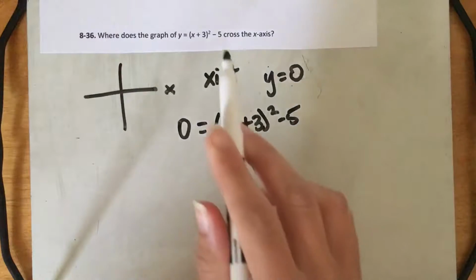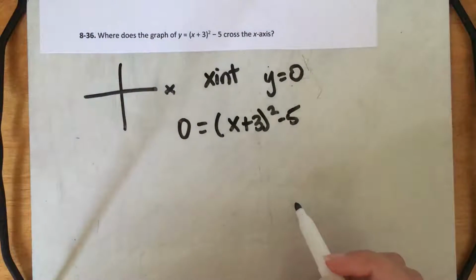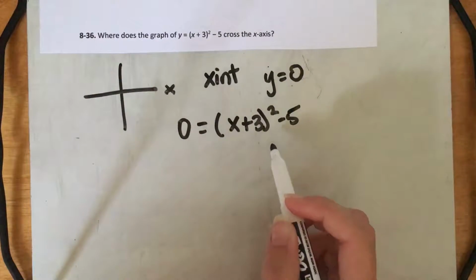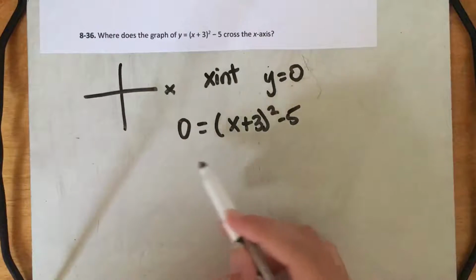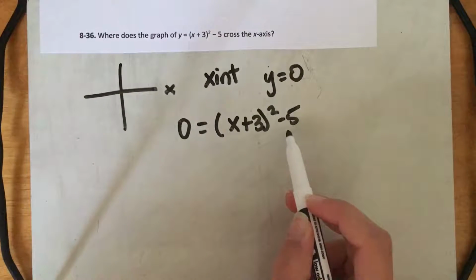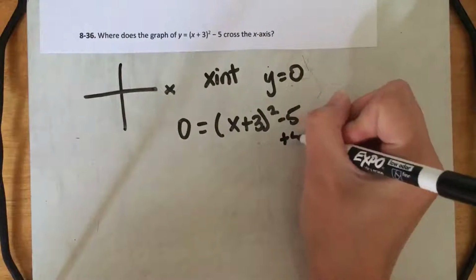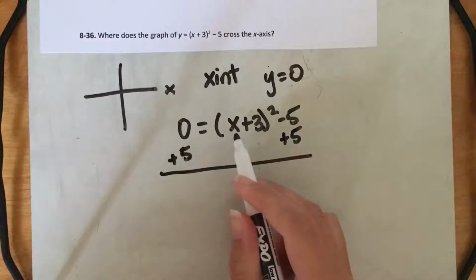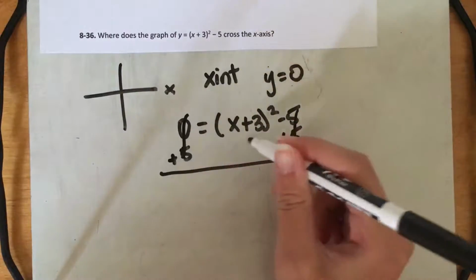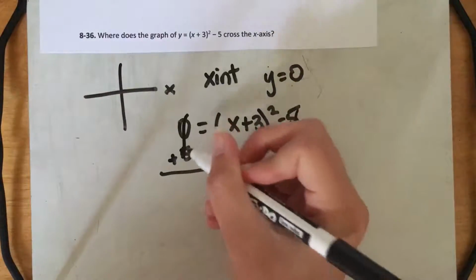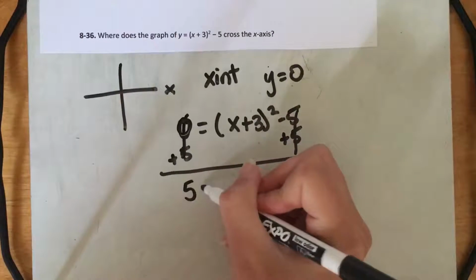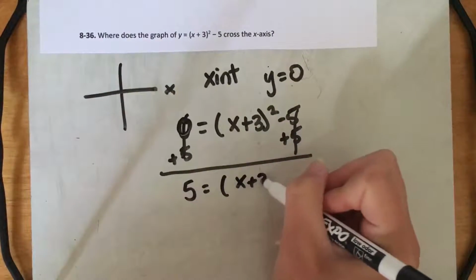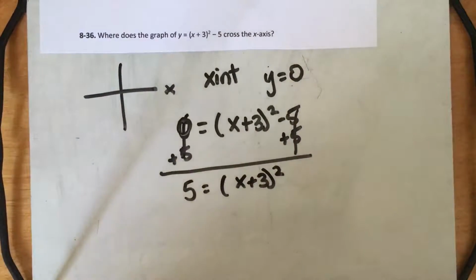Okay, now this is a parabola, so there's probably going to be 2. So we need to solve this and kind of do the opposite of PEMDAS. So first thing I'm going to do is to get rid of this minus 5. So I'm going to add 5 to both sides. I'm trying to solve for x here, so I'm going to get this x alone. So this cancels out. So I get, sorry, that doesn't cancel out. That's still there. So I get 5 equals x plus 3, that quantity squared.